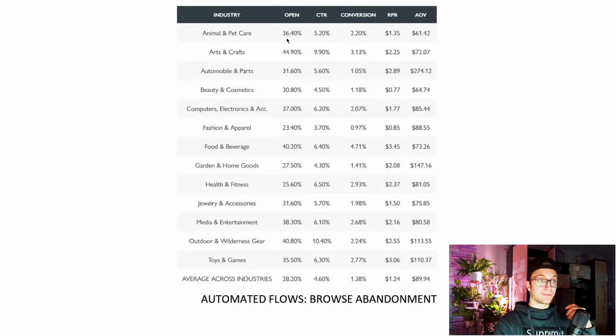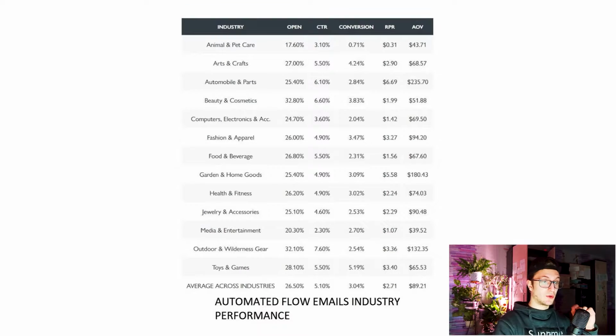And so in this one, 36.4% open rate tells me everything, right? Because they actually viewed the product and it's familiar to them. Click-through rate 5.2, which is pretty good. Conversion is at 2%, which is very, very good. It means that out of every 1,000 people, 22 will buy, right? Revenue per recipient $1.35, AOV $61.42, right? Browse abandonment, not everybody knows that. Everybody just talks about cart abandonment, but there's a browse abandonment, and it's pretty lucrative here.